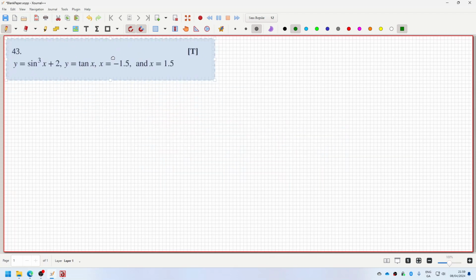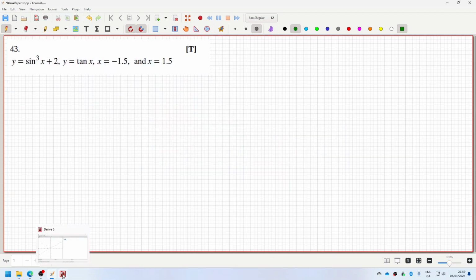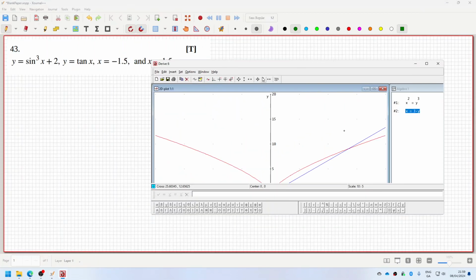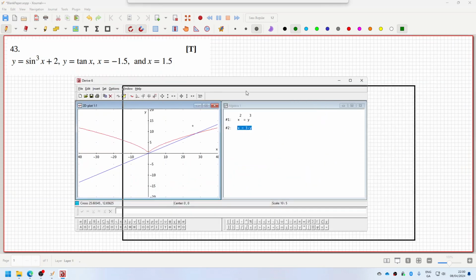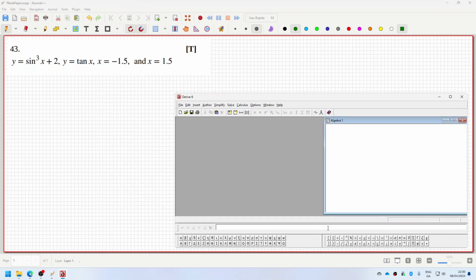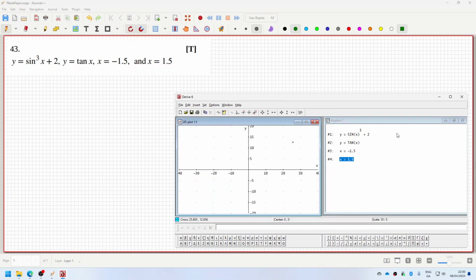Okay, 43 now. Let's graph this. Okay, so here we go. So the first equation is y equals sine x cubed plus 2, y equals tan x, x equals minus 1.5, and x equals 1.5. So let's draw these. I wonder if I can draw them all at once. Yes, I can.